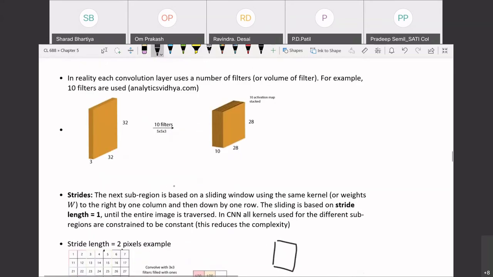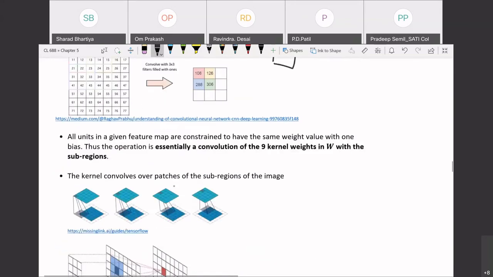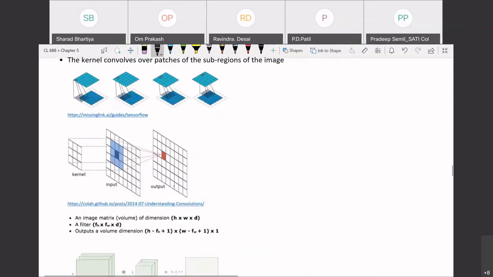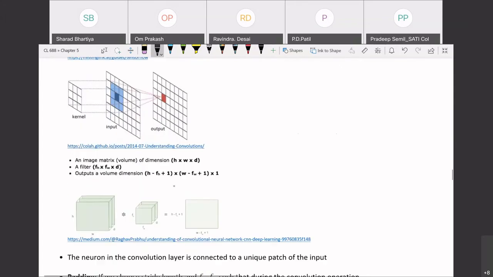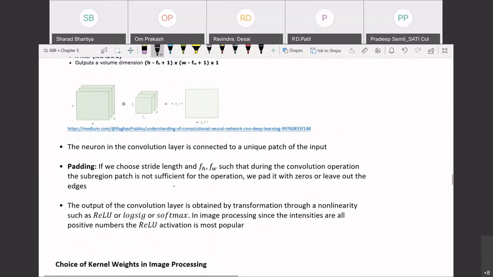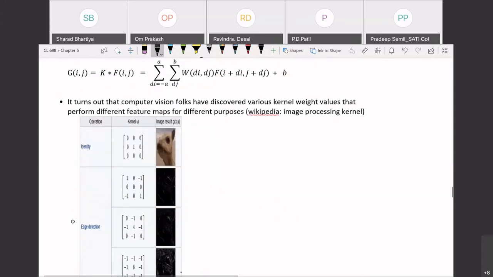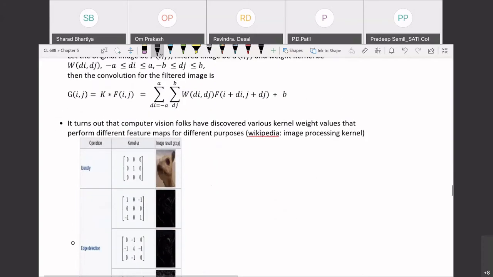So I'll skip some details, some very nice graphics which people have made and posted on the web, which help us understand. Go to downsampling. The weights are unknowns which are going to be determined by the ANN training during the training phase.